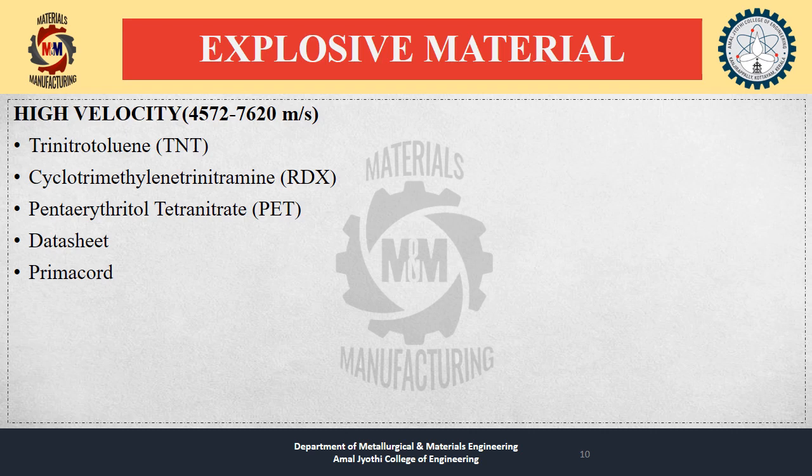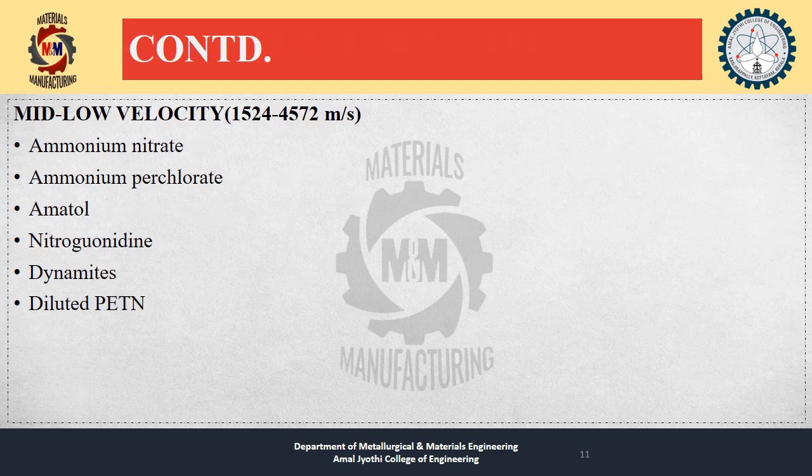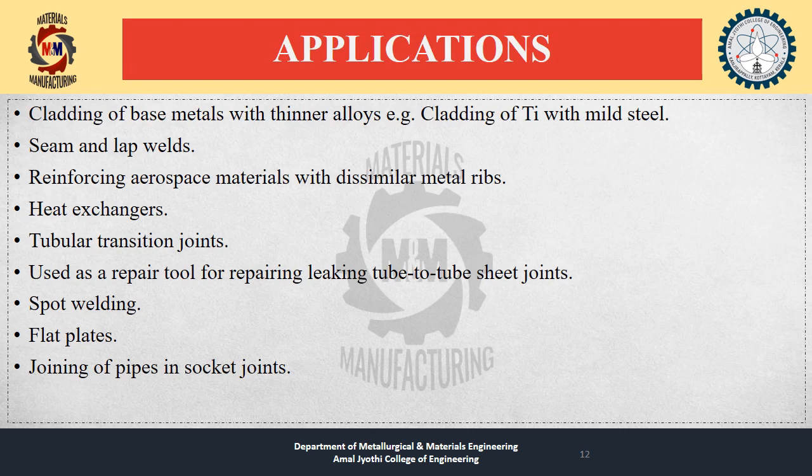Explosive material. There are two types of explosive material. First one is the high velocity, and second one is the mid-low velocity. The high velocity is in the range of 4572 to 7620 meters per second, and the mid-low velocity is in the range of 1524 to 4572 meters per second. And the high velocity contains TNT, RDX, PETN, datasheet, and Primacord. In mid-low velocity, it contains ammonium nitrate, ammonium perchlorate, amatol, nitroguanidine, dynamite, diluted PETN.